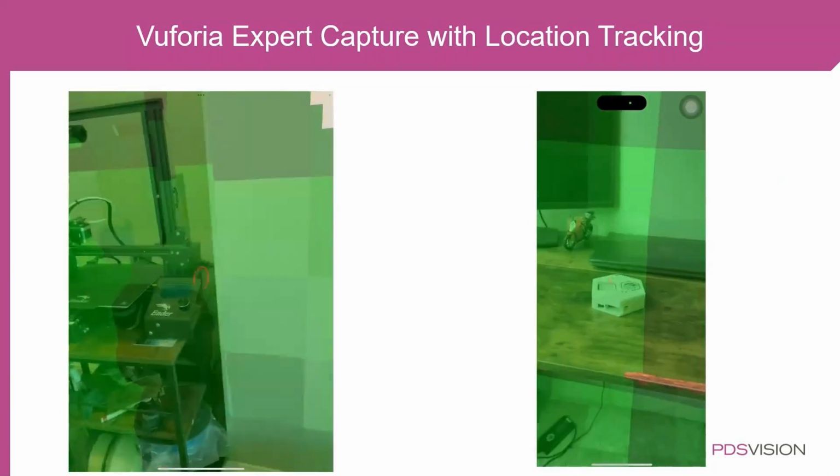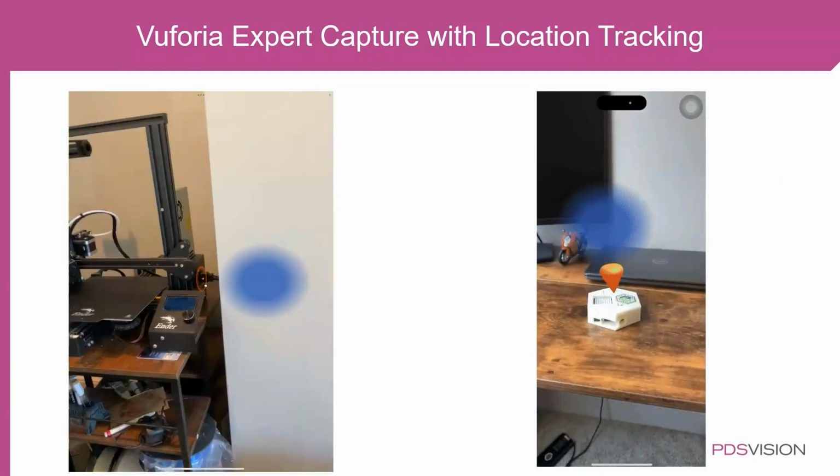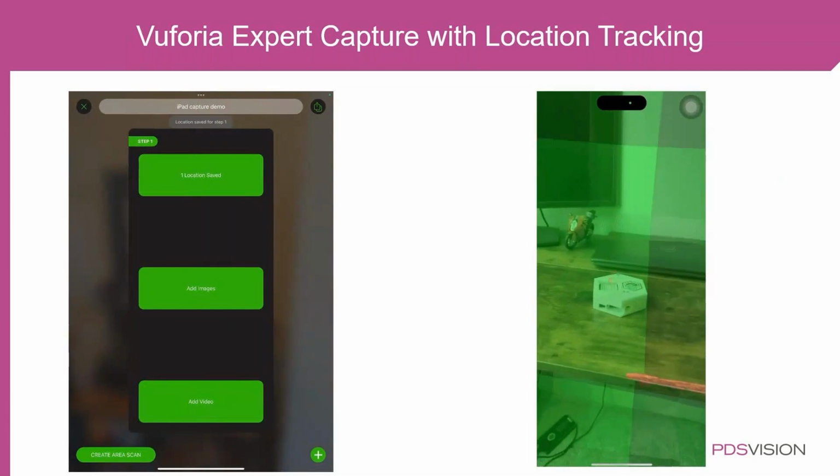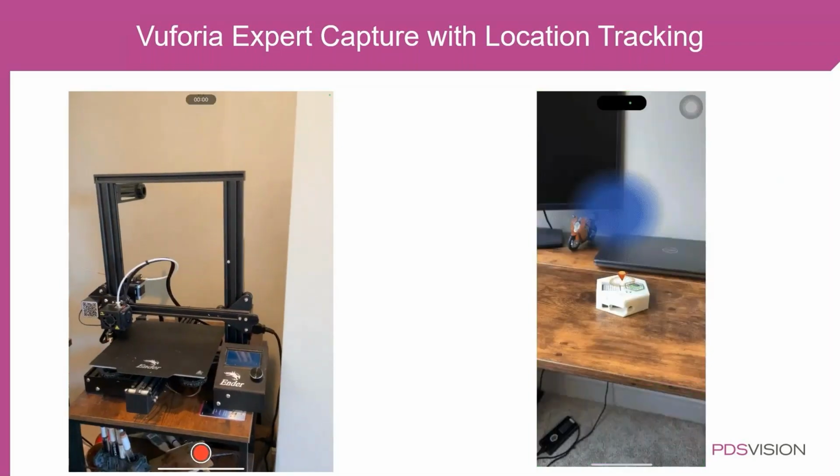And once you do that scan, we're able to add locations for each step. And so you tap a part, and then you can add videos and images. So in this case, we're recording a video.